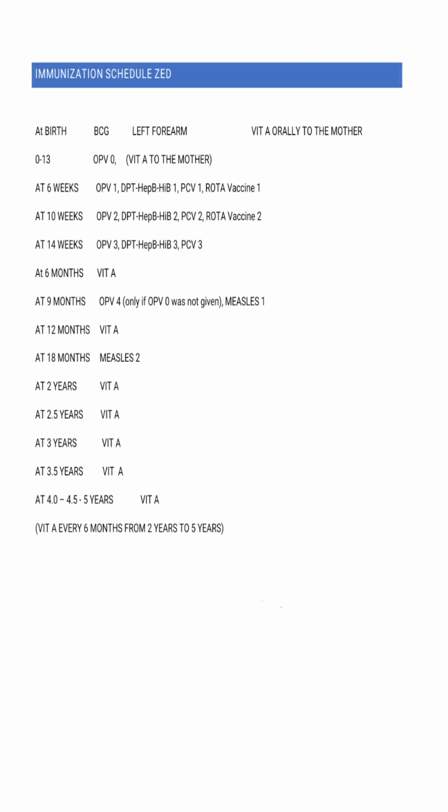Okay, since we are combining with vitamin A supplementation, we go to 6 weeks. Remember, all this while we were giving vitamin A to the mother, but at 6 months we give 200,000 international units to the child orally. Sorry, that's 6 months. Then at 9 months we go to OPV 4, only if OPV 0 is not given.